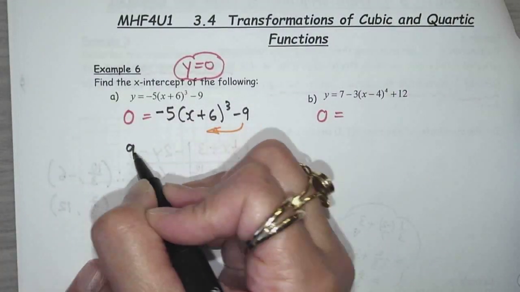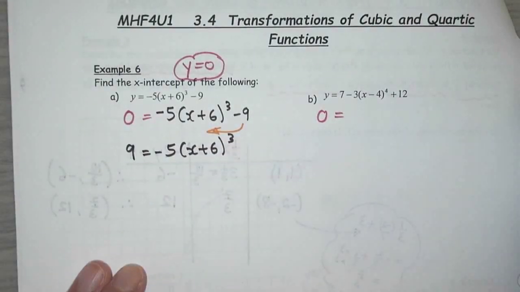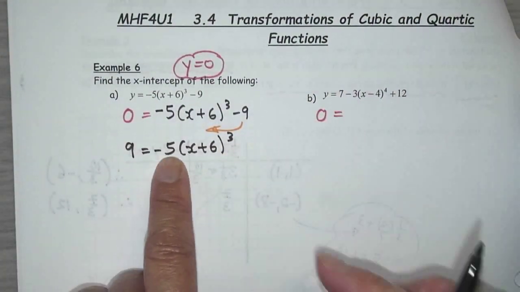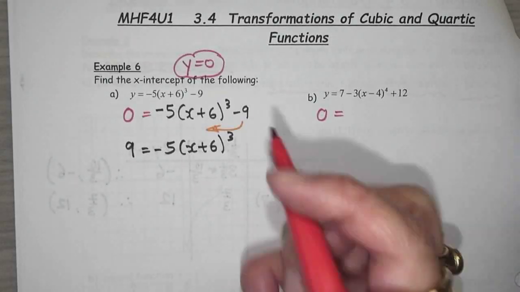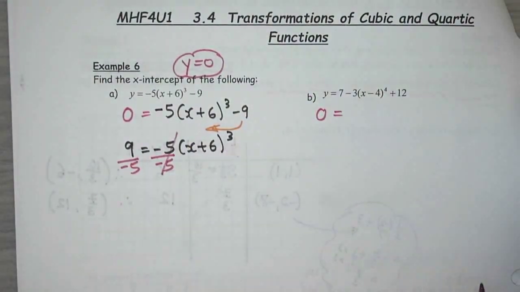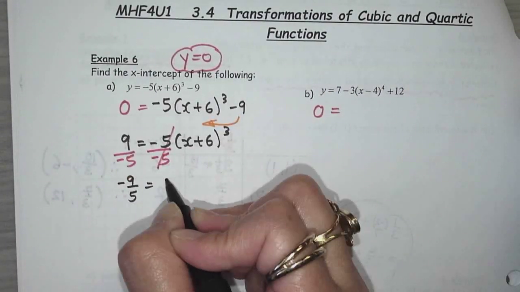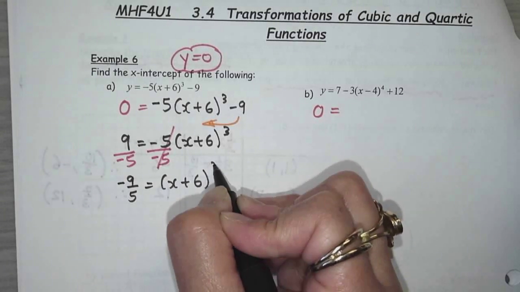So the 9 comes over, so it's 9, right? It's the opposite order of operations. So take away the outside. Now this one here, divide both sides by the negative 5. And yes, if you can go faster, feel free to go faster. If you need the steps, show the steps. Negative 9 over 5 equals (x plus 6) to the power of 3.